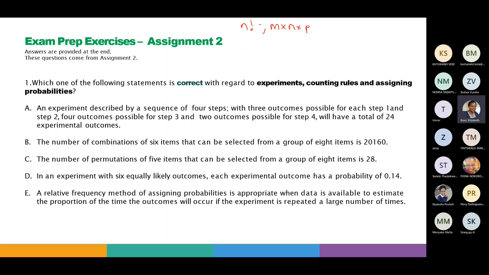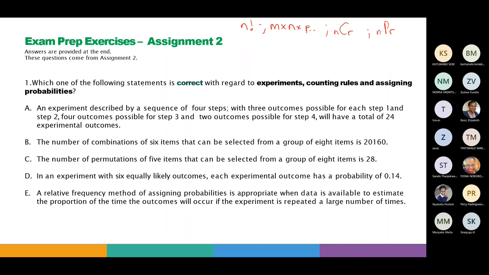If there are three, it will be like that, and so on. And then combination, remember, the formula for combination will be NCR, and for permutation, it will be NPR. You need to be able to identify which one of them to apply on these questions.